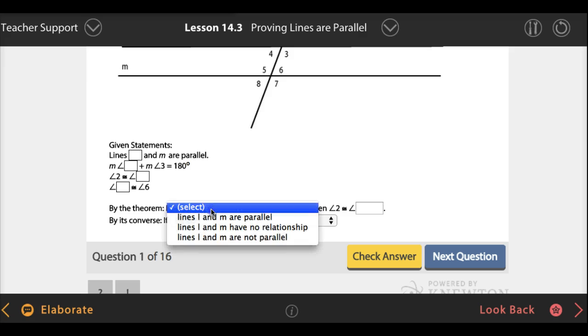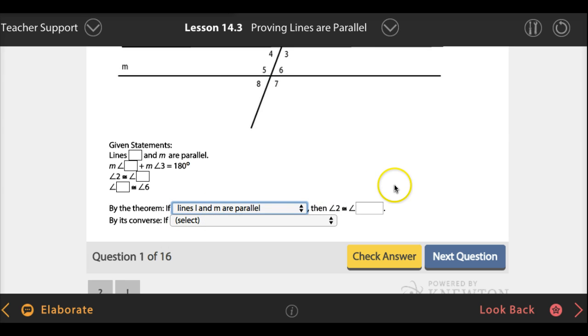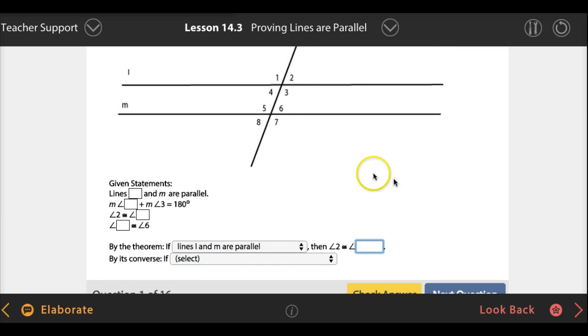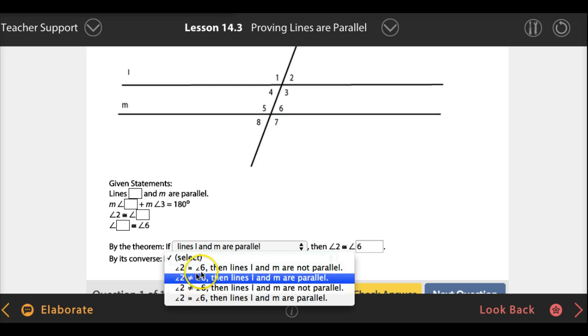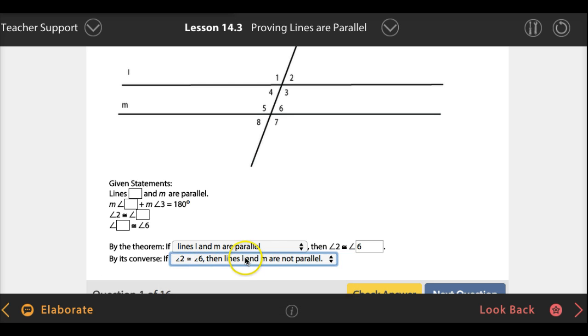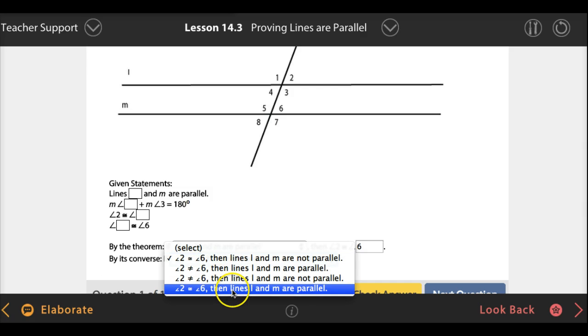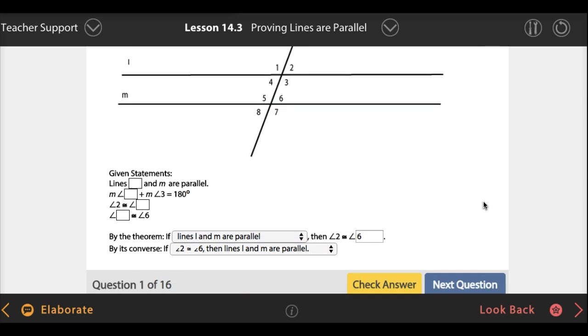Okay, so by the theorem, if lines L and M are parallel, then angle 2 has to be congruent to what? Angle 2 has to be congruent to probably angle 6, right? Because I see 2 and 6 over here. So by its converse, if angles 2 and 6 are congruent to each other, then lines L and M are parallel, okay? So that's basically what they're trying to say.